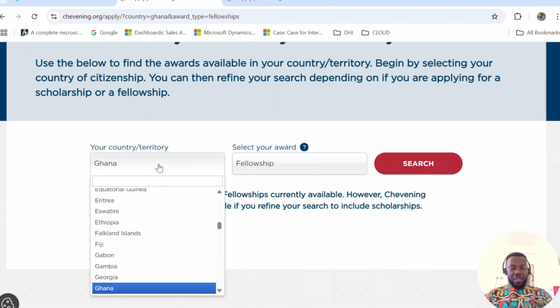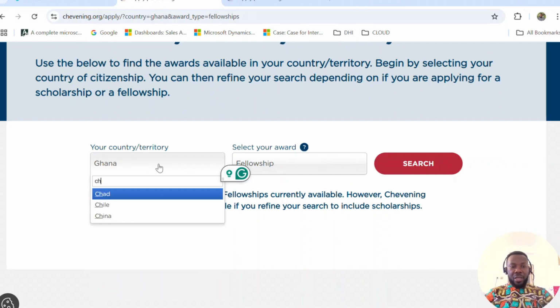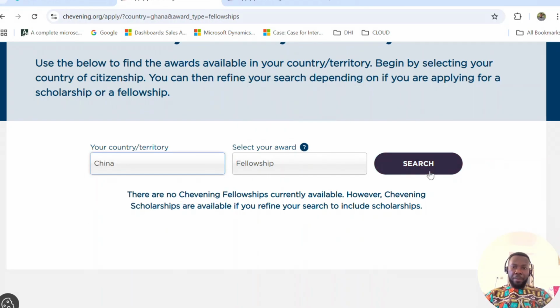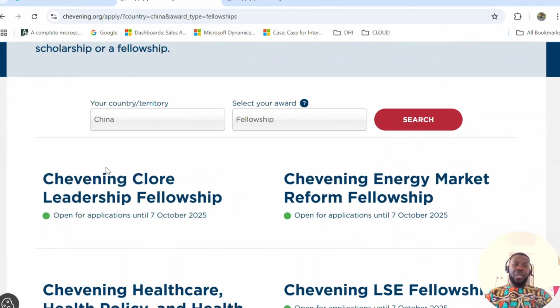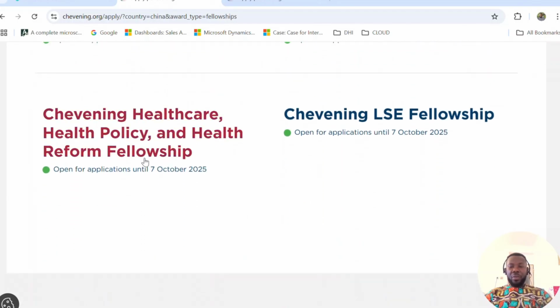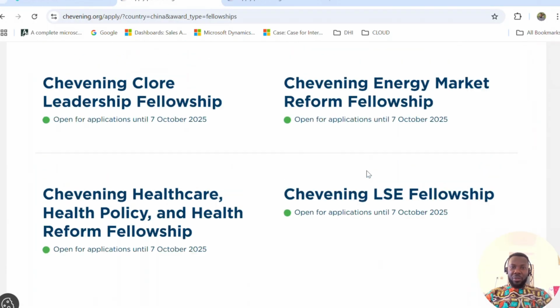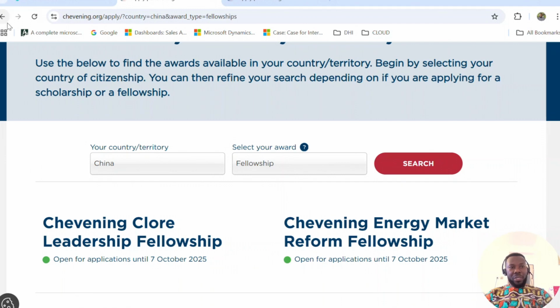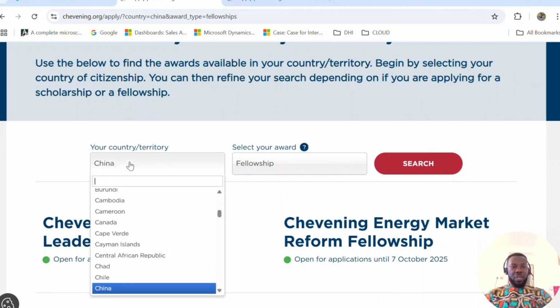Now let me search again for China and see if they have any fellowship for China. These are all fellowships that the Chinese applicant will qualify for, and they are all still open. So always check your country and you will be informed about available openings.